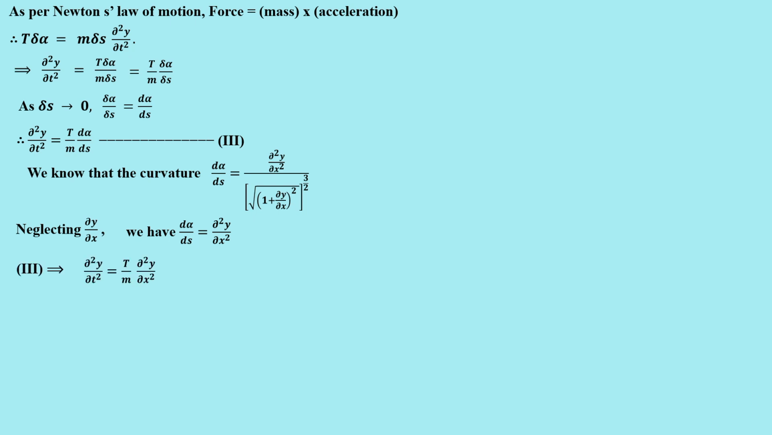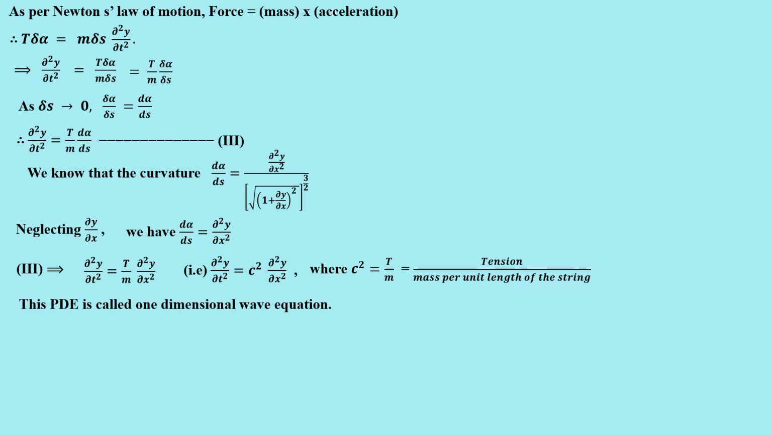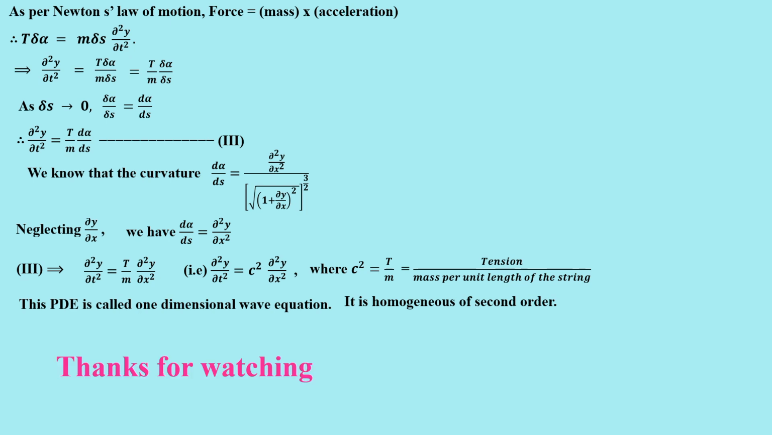So equation 3 implies dou square y by dou t square is equal to T by m dou square y by dou x square. So dou square y by dou t square is equal to c square dou square y by dou x square, where c square is equal to T by m, tension by mass per unit length of the string. This is the partial differential equation for the one dimensional wave equation. It is homogeneous of second order, both sides being of order 2.